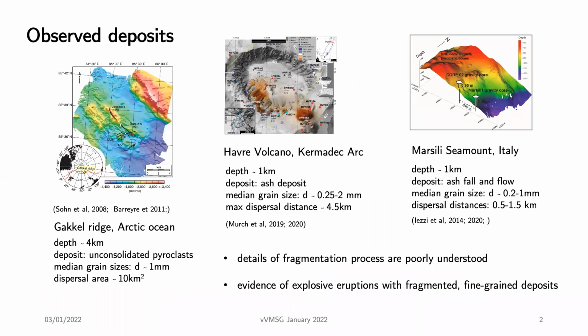Explosive eruptions are known to have occurred in many submarine environments over geological history, and the associated deposits suggest that the eruption of fragmented mixtures of magma form ascending flows, which eventually feed submarine flow and fall deposits. Important examples include the deposits found on the Gakkel Ridge in the Arctic, the well-documented deposits of the 2012 eruption of the Havre volcano, and the Marsili seamount in Italy.